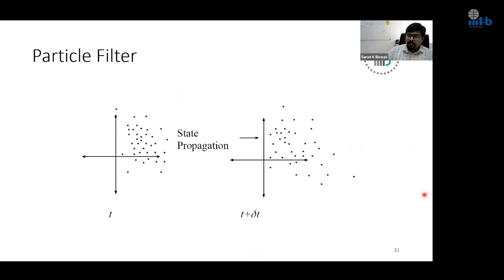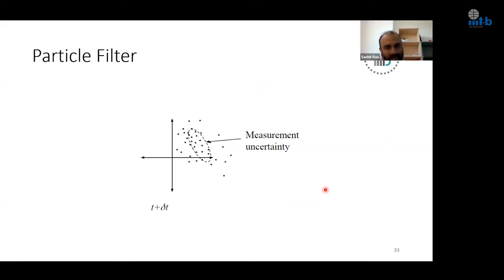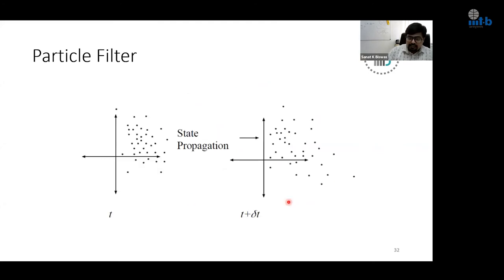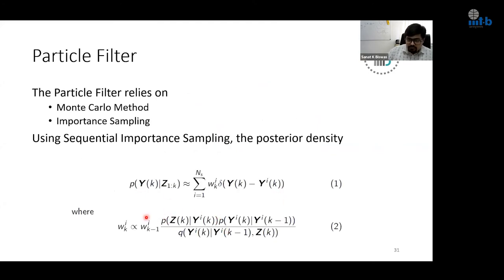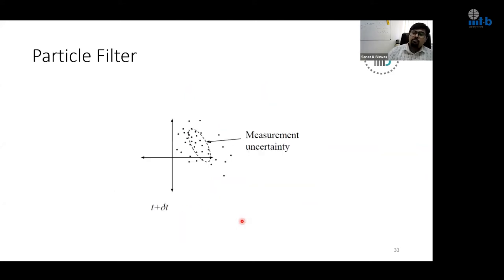Each of them you propagate here, right? And then you have a distribution, a posterior distribution, in the next time step. Then what we do is try to find out the likelihood of each of these samples given the measurement. So this is the likelihood, and the weight is actually proportional to that likelihood function, right?